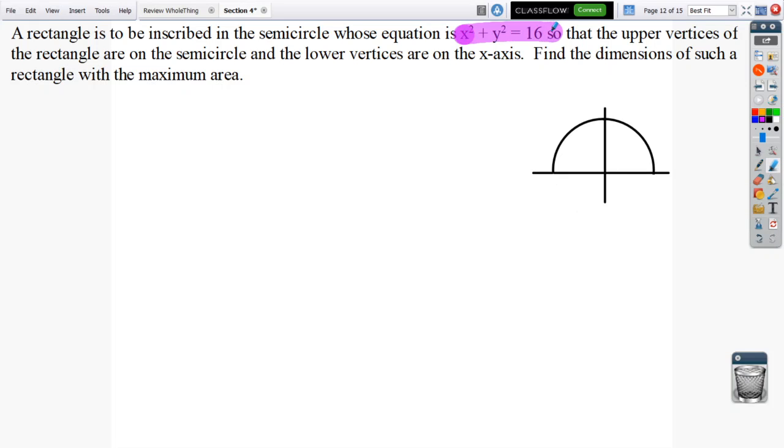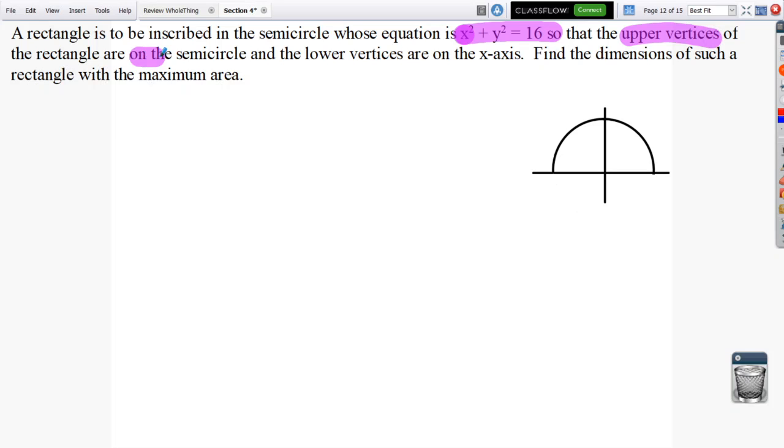I've got, this is probably important. X squared plus y squared is equal to 16. That's going to come into play, I think. Upper vertices of the rectangle are on the semicircle. Lower vertices on the x-axis. Find the dimensions of such a rectangle with the maximum area. So those are the important things.